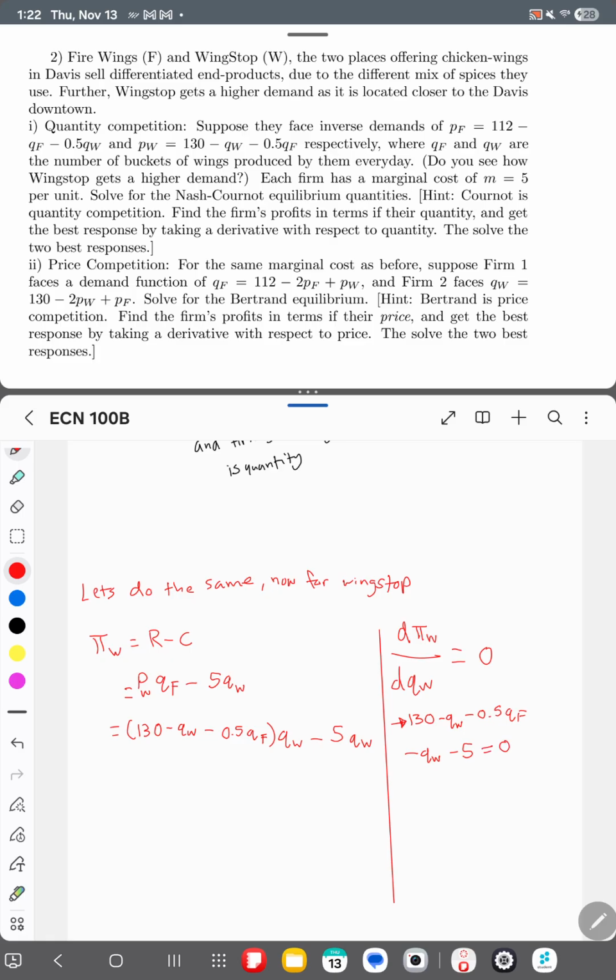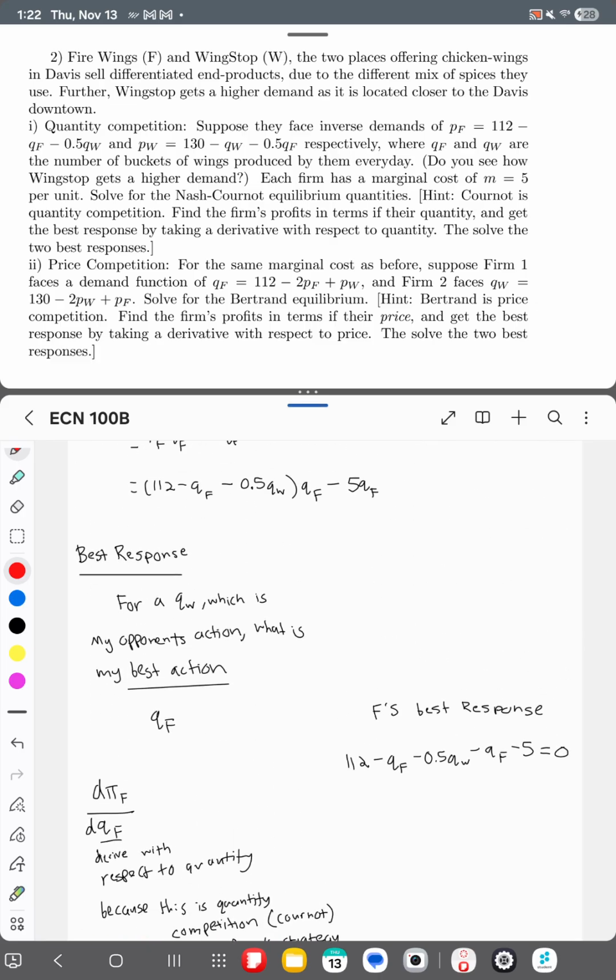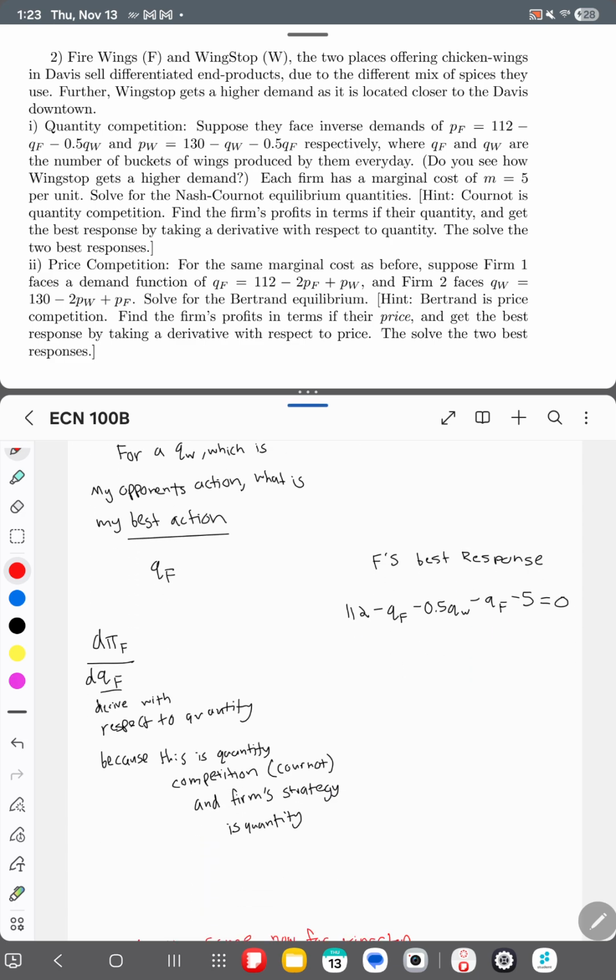So what did we get at the end of this exercise? We got two best responses. Let me pinch it so that it's small. What are the two best responses? Maybe I can put a box around them. So here is the first best response. Firewing's best response is here. And here is Wingstop's best response. These two equations with boxes around them.